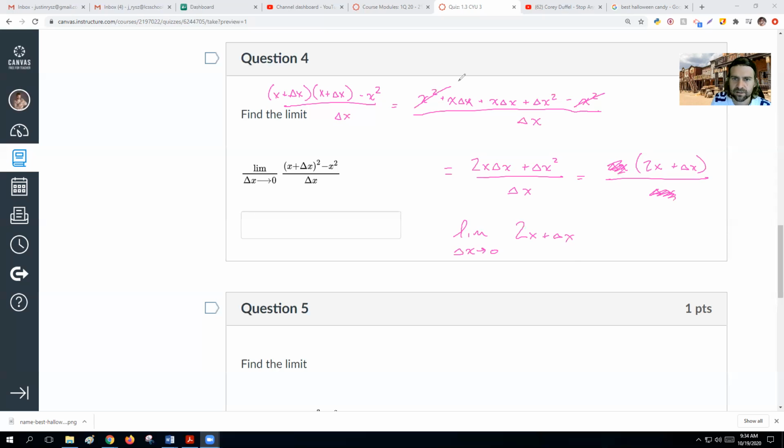Now that is something we could use direct substitution for. We don't have to worry about a denominator anymore, so we can plug 0 right in for delta x. We get 2x plus 0, which is just 2x, and so that's what you'll type in here. It'll be 2x. Hopefully this helped you out with part 3.